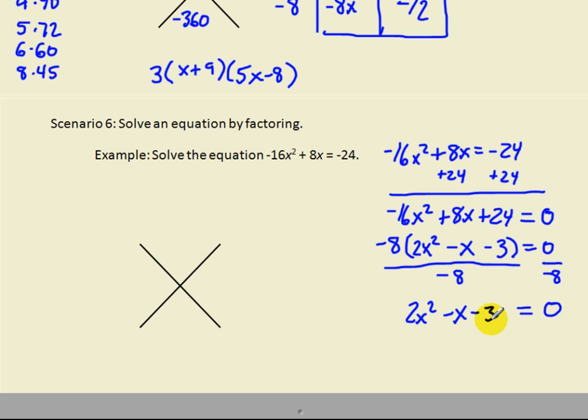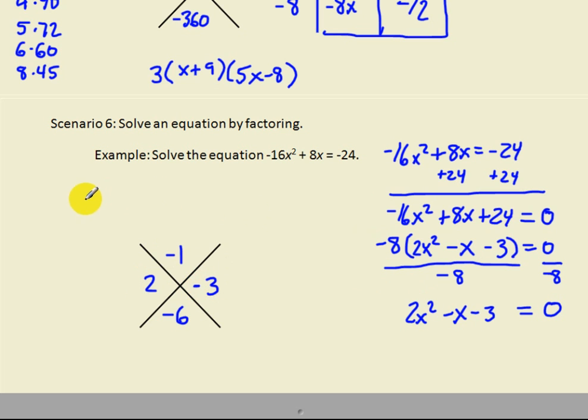So we have a times c. 2 times negative 3 is negative 6. The value of b is negative 1. So we have opposite signs, two numbers that multiply to 6 that have a difference of 1. And that will be 2 and 3. The larger of the two numbers, 3, has to take the sign of b. So it becomes a negative 3.